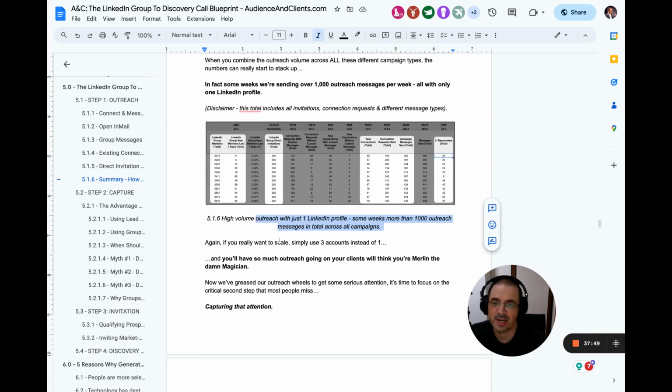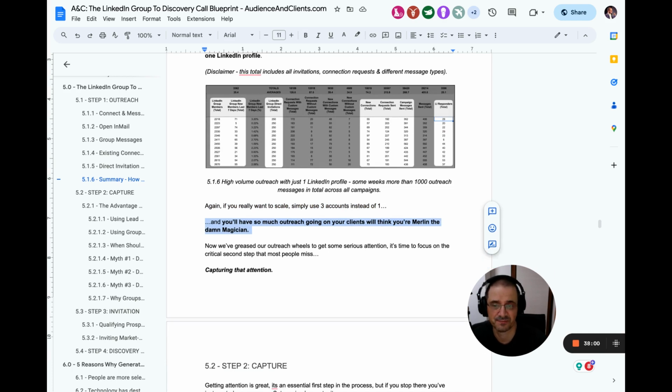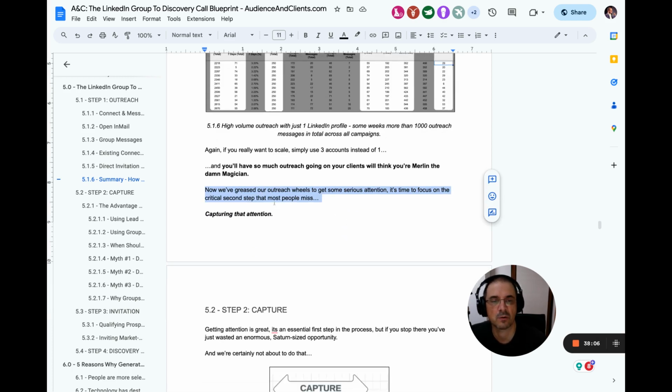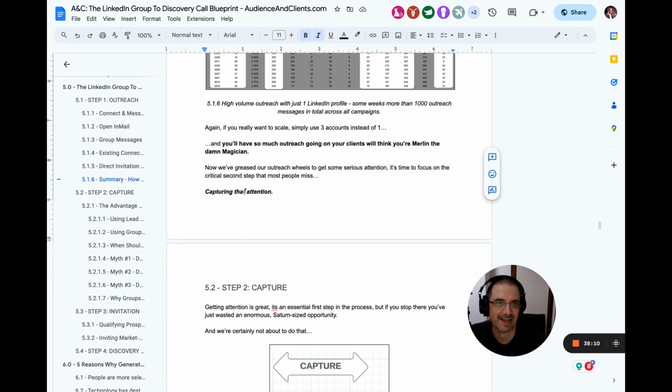Now, again, if you really want to scale, just use 3 accounts instead of 1. And you're going to have so much outreach going on. Your clients, if you run this for clients, they're going to think you're Merlin the Damn Magician. So now we've greased our outreach wheels to get some serious attention. It's time to focus on the critical second step that most people miss, capturing that attention.